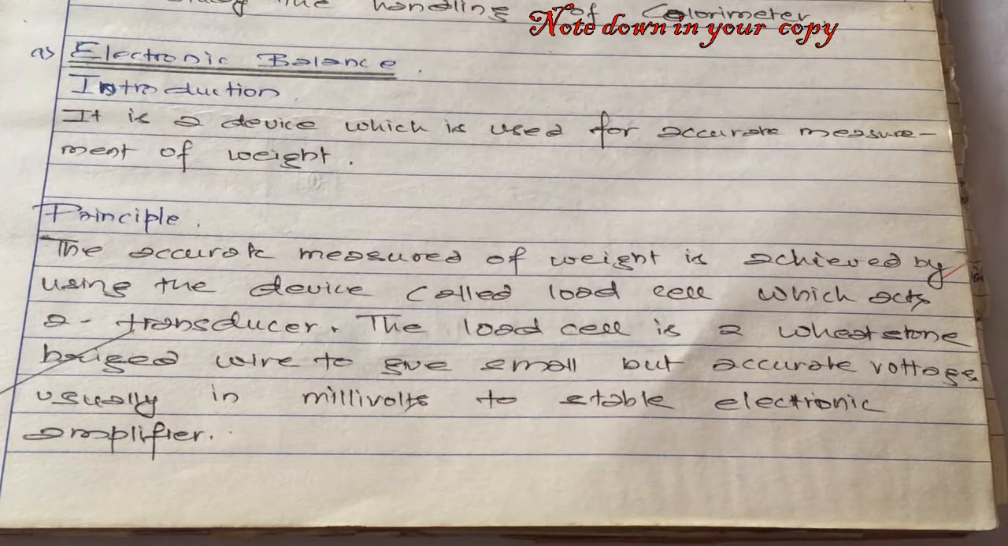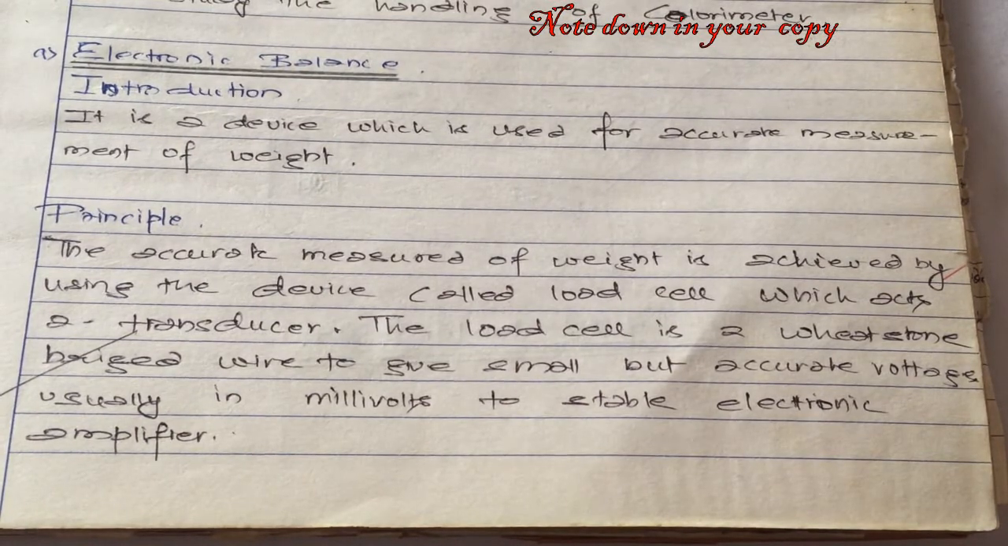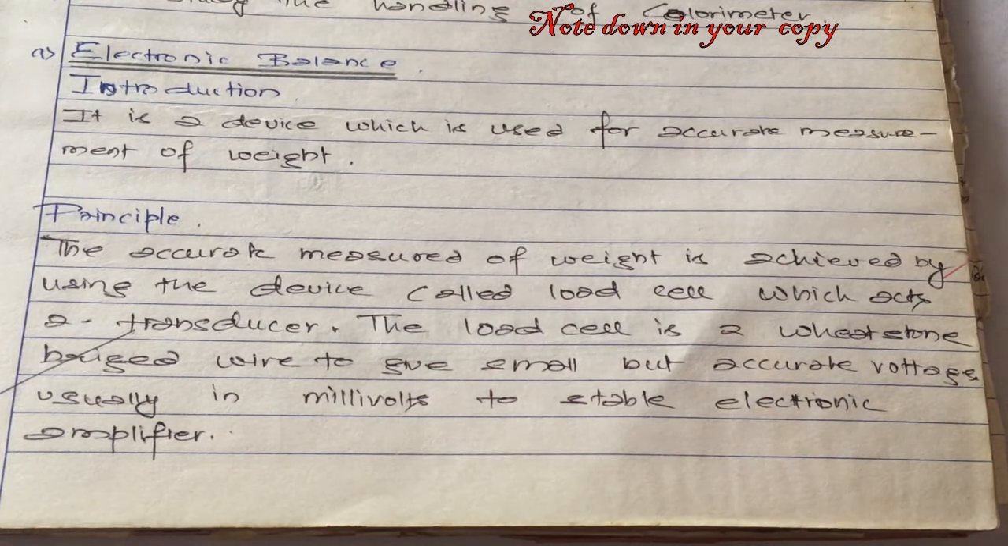So now let's start with the very first instrument, that is the electronic balance. It is a device which is used for the accurate measurement of weight.